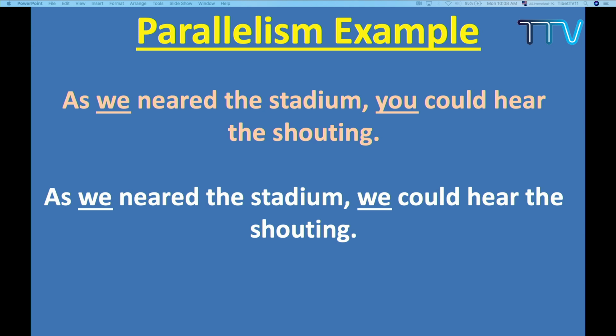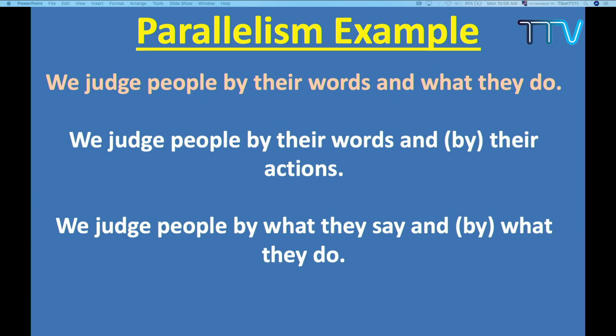One more. As we neared the stadium, you could hear the shouting. If you look at this, it seems that there is no mistake, but there is a mistake. In the first sentence, what do you see? As we neared the stadium, you could hear. Where does that "you" come from? If we use "we," then we have to also use the same form. The correct one is: as we neared the stadium, we could hear the shouting. So you see the same form. These are some of the mistakes related to parallelism.